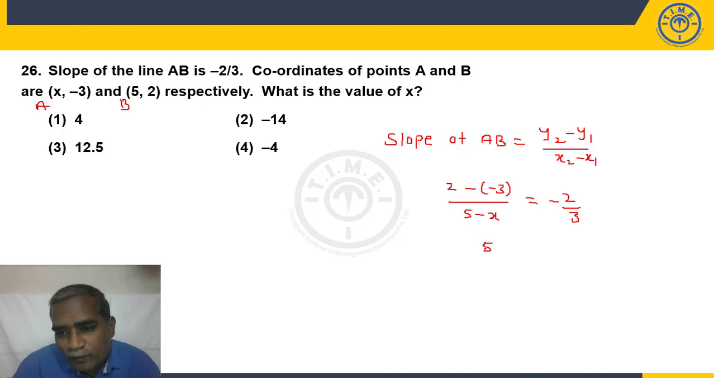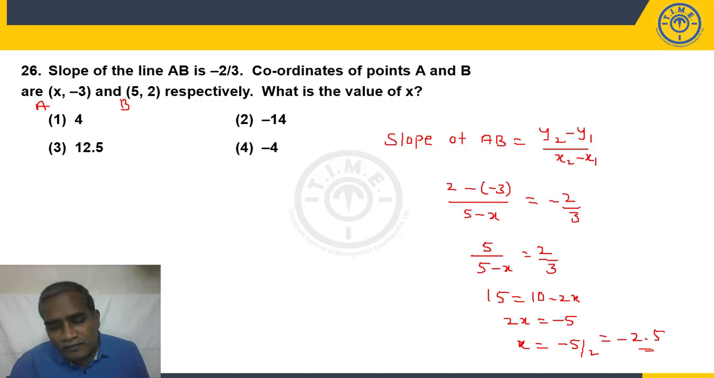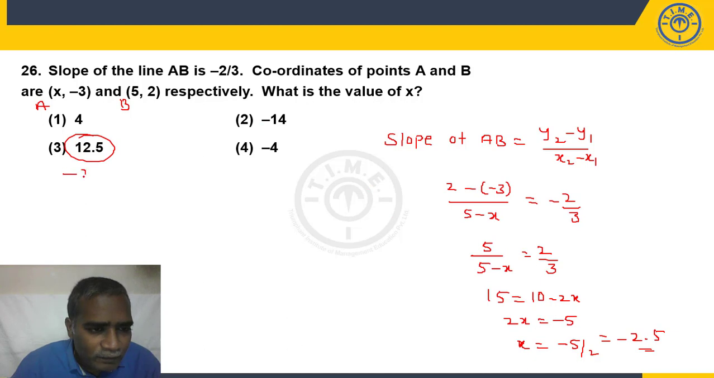So 5 by 5 minus x is equal to 2 by 3. Do cross multiplication. 5 times 3 is 15 is equal to 10 minus 2x. So 2x is equal to 10 minus 15, minus 5. X is equal to minus 5 by 2, that is equal to minus 2.5. I think this is minus 2.5. Once more we have to check.